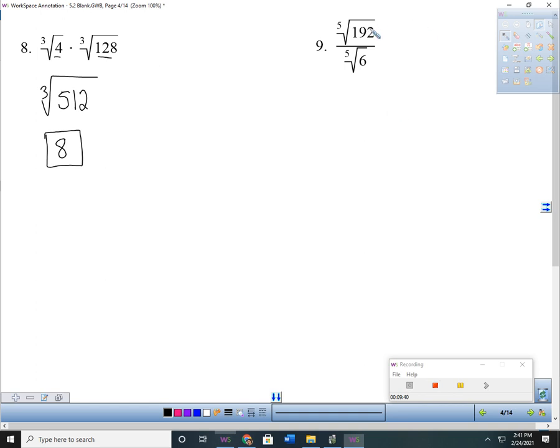All right, 192, not a perfect fifth root. 6, not a perfect fifth root. So I'm going to go ahead and combine them into 1 because 192 will divide by 6. 192 divided by 6 is 32, and the fifth root of 32 is 2.